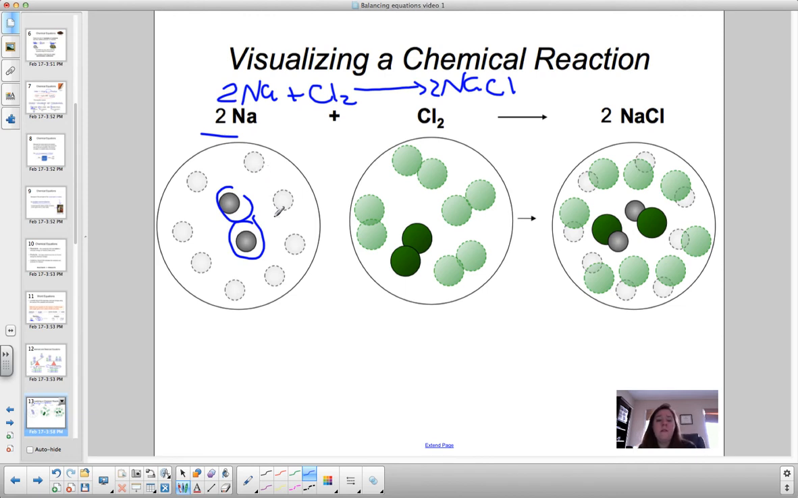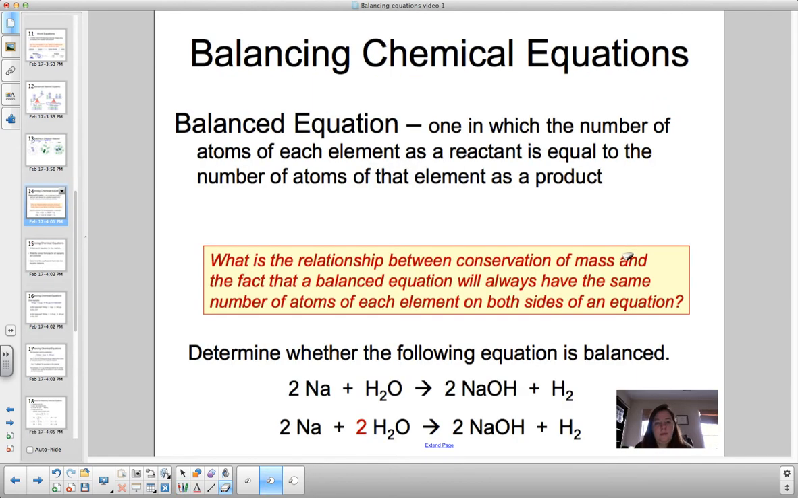So now we can visualize this. We have 2 sodium atoms. We have this 1 chlorine molecule. Remember, Cl2 comes together and makes a little molecule here. And when we put them both together, they separate the chlorines, and instead they get a little sodium attached. And notice how there are 2 molecules of this now. So that's what we're visualizing here as we look at these types of problems.